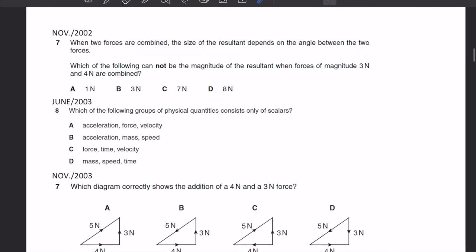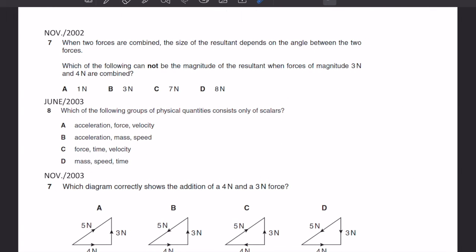Now, let's have a look at some questions that you would get. In this particular question, it says when two forces are combined, the resultant depends on the angle. We do know that, right? If I have one vector like this, and another vector in the same direction, the angle is 0, I get a larger resultant. If I have one vector like this, and another vector pointing in the opposite direction, I'll get the smallest possible resultant.